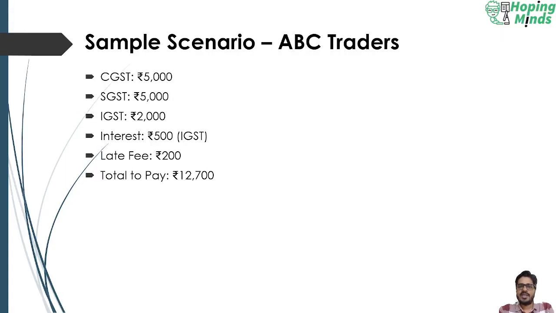Let us take a sample scenario of ABC traders. So in this example we have output tax liability of Messrs ABC traders as rupees 5000 under CGST, 5000 under SGST and 2000 under IGST. Also the interest liability is rupees 500 towards IGST and rupees 200 is the late fee. So total liability is rupees 12,700.